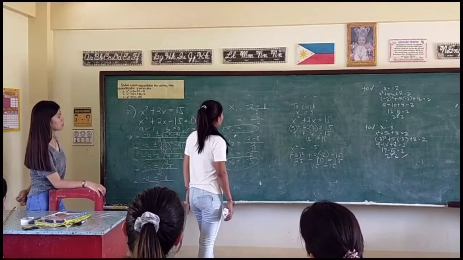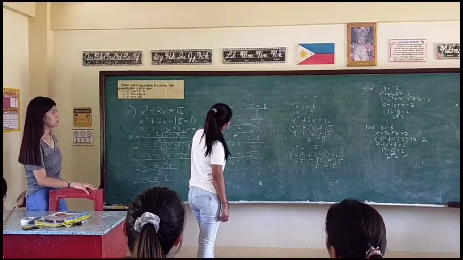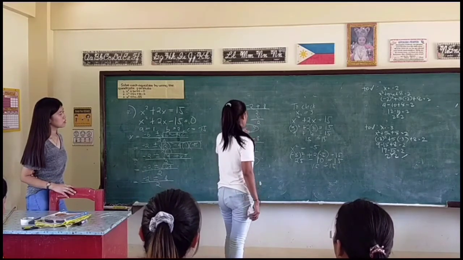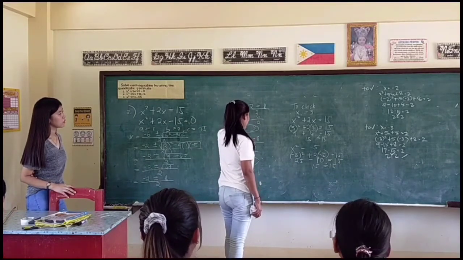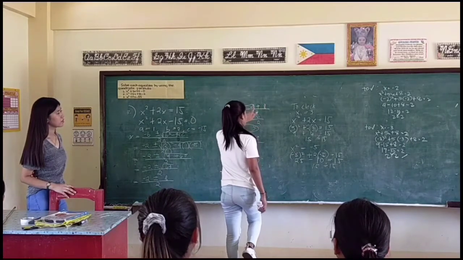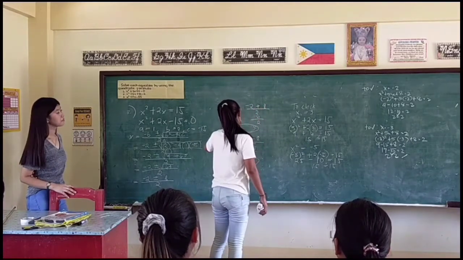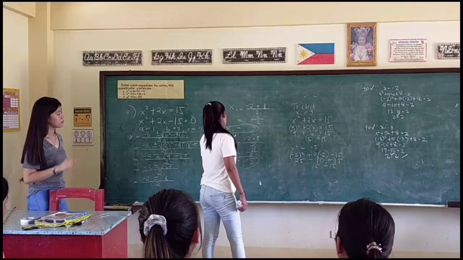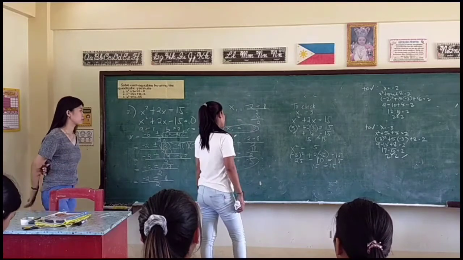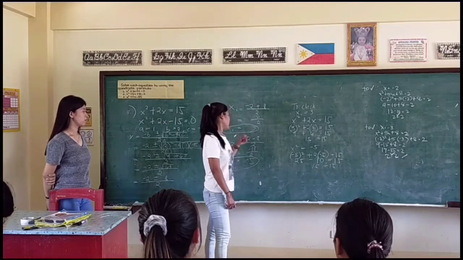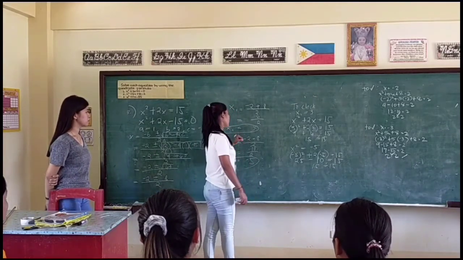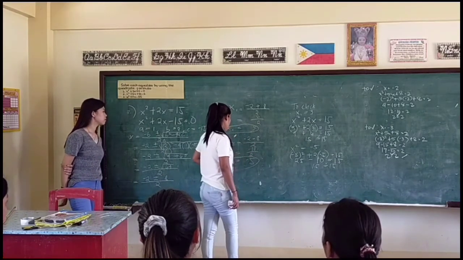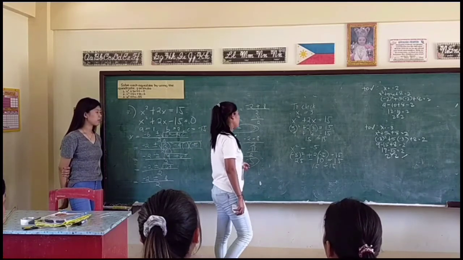x1 is equal to negative 2 plus 8 over all 2, and then 6 over all 2, because negative 2 plus 8 is 6. Then we get positive 3. Then x2 is equal to negative 2 minus 8 all over 2. Then negative 2 minus 8 is negative 10 over all 2. x2 is equal to negative 5.